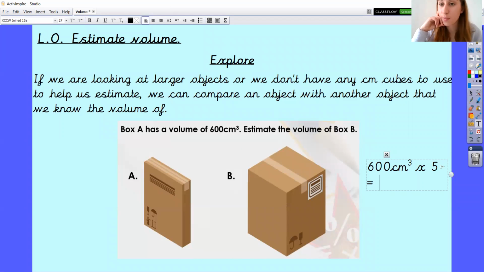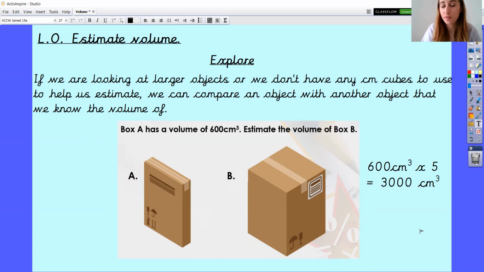Now, again, we want to use our smile multiplication to help us with this, because I know what 6 times 5 is. So I must also know what 600 times 5 is. So 6 times 5 and then make it 100 times bigger. Have a go in your head. Okay, shout out to me what you think it is. Oh, I didn't hear you, but I'm sure you've done a great job. So 6 times 5 is 30, and I need to make it 100 times bigger. So my estimated volume is 3,000 centimetres cubed.